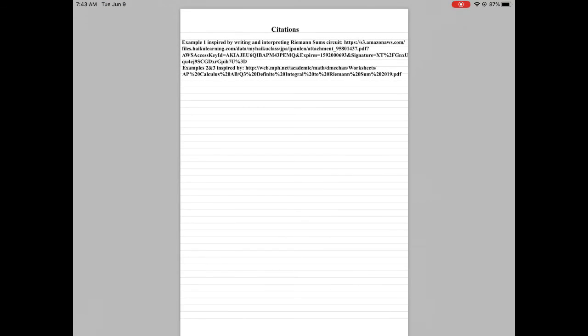So all of these problems were my own examples, but example 1 was inspired by the Writing and Interpreting Riemann Sum circuit, and examples 2 and 3 were inspired by the Definite Integral and Limit of a Riemann Sum AP Calculus Workshop worksheet by Gary Taylor.